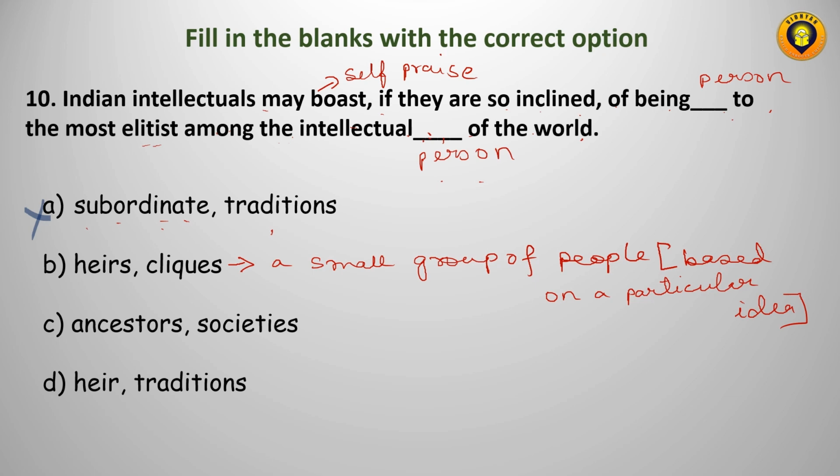Societies also, as I've already told you, there has to be a person here. Logically also, if you see. So societies, traditions, it will not be relevant. Only this thing, these heirs and cliques, will be relevant. If I say here, heirs, that means who is an heir? An heir is a descendant. So Indian intellectuals boast, they think that they are the heirs to the most elitist among the intellectual cliques. The sentence will be grammatically correct, logically also. So sometimes, even if you don't know the meaning, you have to see the sentences from a logical point of view.